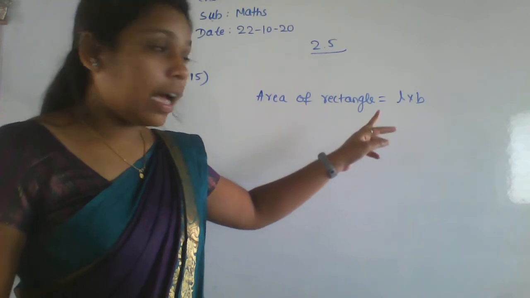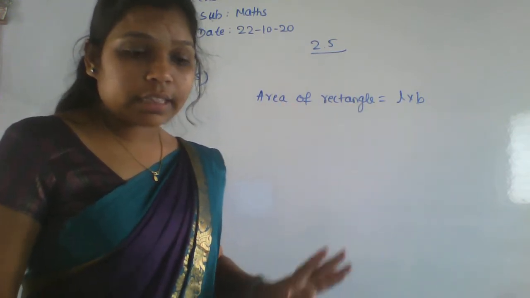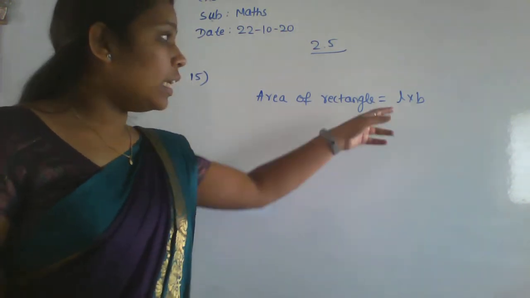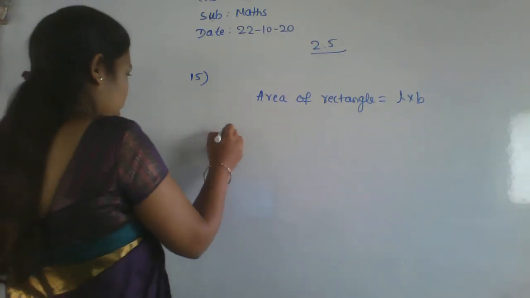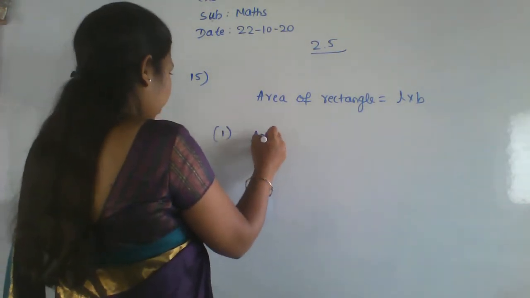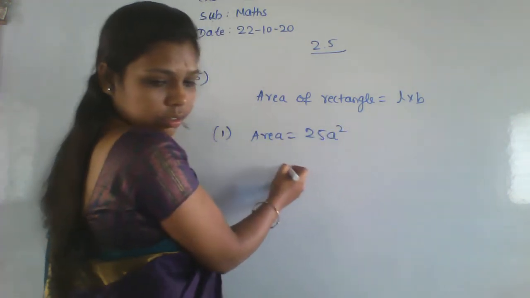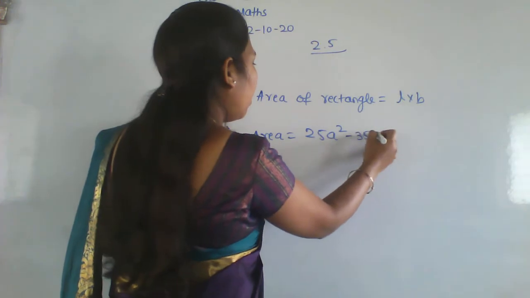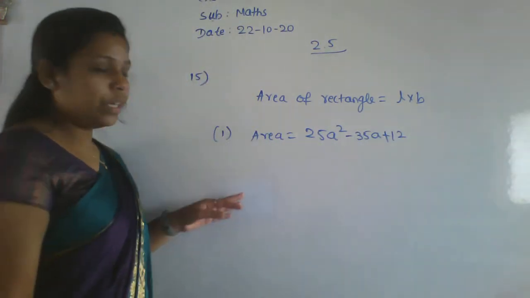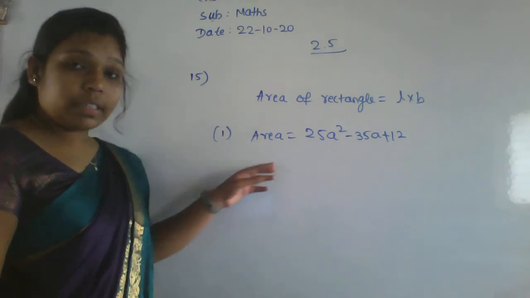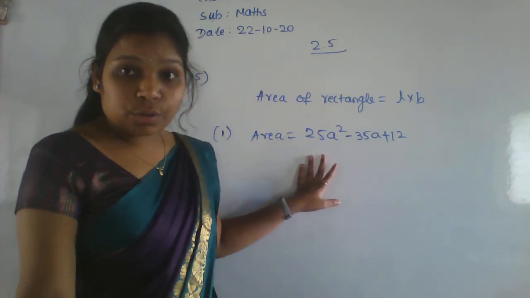Okay, so area of a rectangle formula is L into B. L means length and B means breadth. We have to find the length and breadth here. Okay, they gave an area, but we don't know the L and B. We have to find the L and B here. So what is the area given? First one, area is equal to 25a square minus 35a plus 12. Right? So we have to solve this equation, that is a quadratic equation. So find the roots here.